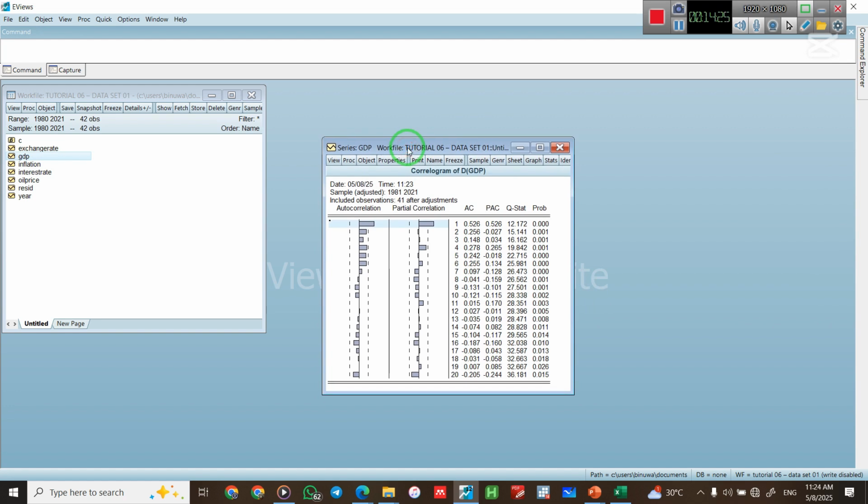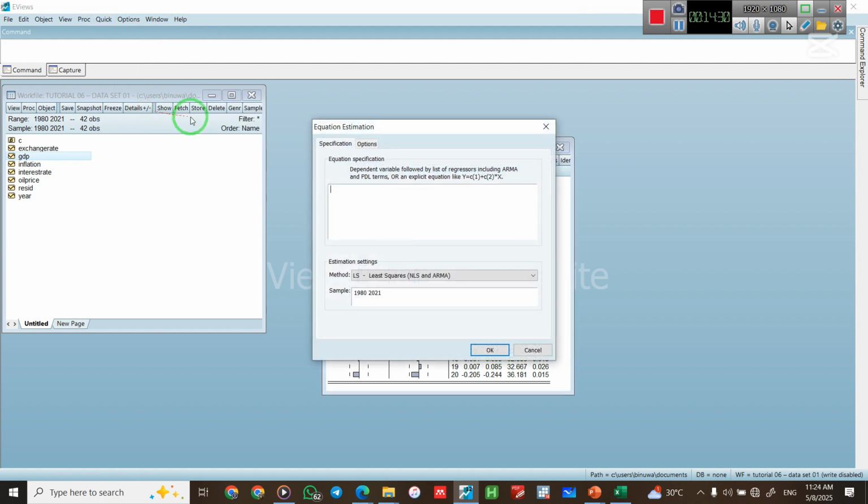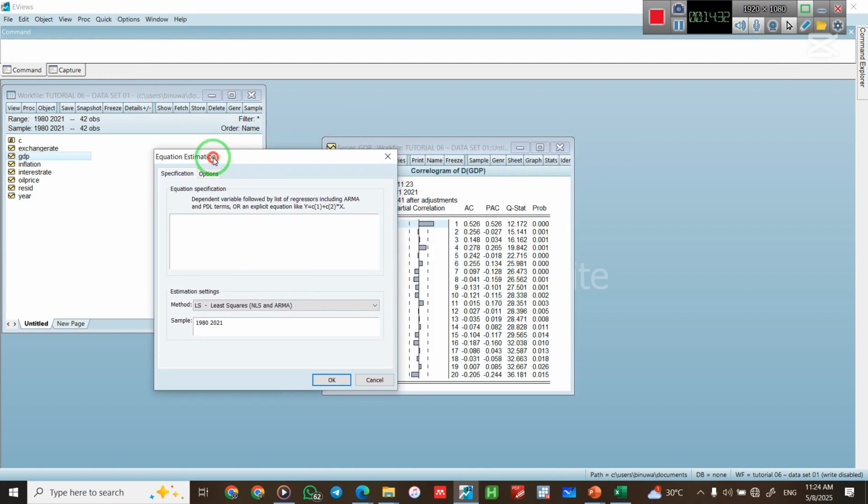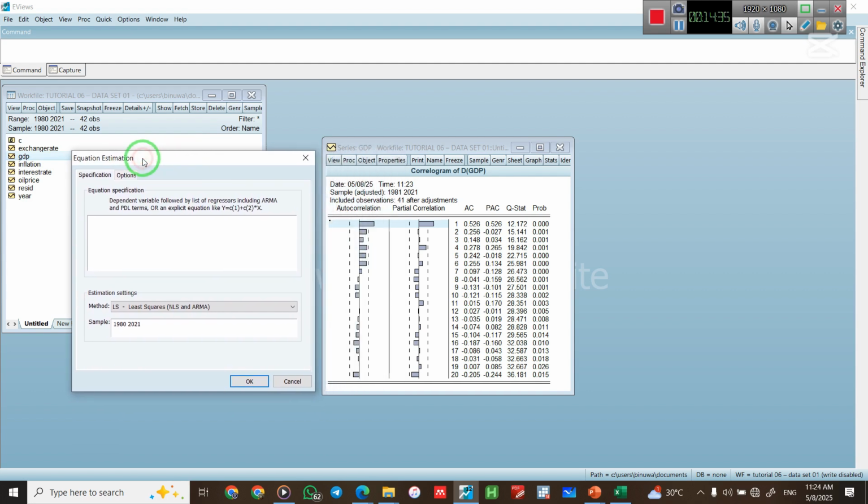So to do that, what you have to do is go to Quick, Estimate Equation, and your dependent variable is GDP, but not the GDP at the level data, it is at the first difference. So to represent the difference, I type D, then within brackets I will type GDP and close my bracket, C, and our AR term is AR1 and MA term is MA1, right? So this is your equation.